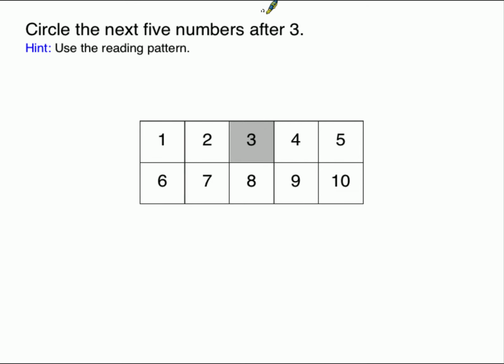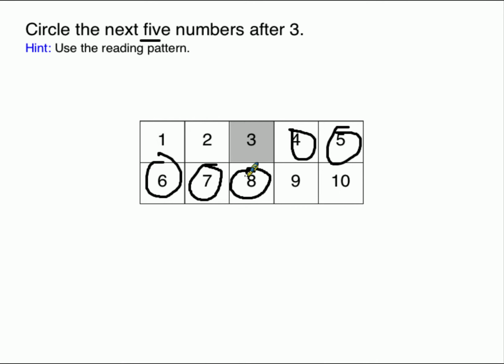So yesterday we circled them. We're going to do that again. We're starting with 3. We're doing the next 5. 1, 2, 3, 4, 5. So 5 more than 3 is 8.